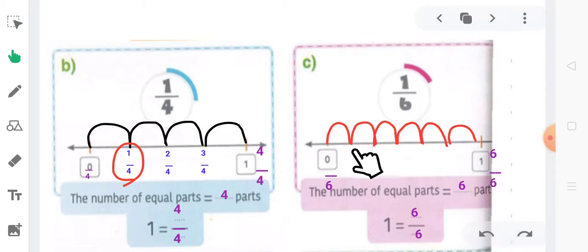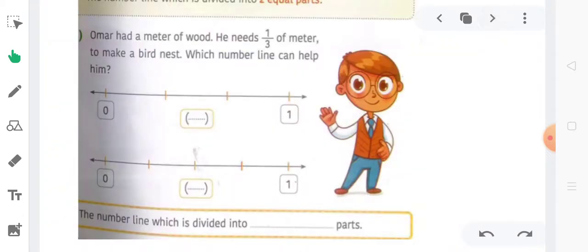Okay, this is 0 over 6, then 1 over 6, then 2 over 6, then 3 over 6, then 4 over 6, then 5 over 6, and the last one is 6 over 6. We need to represent 1/6, so this is 1/6. Okay, let's see the next.